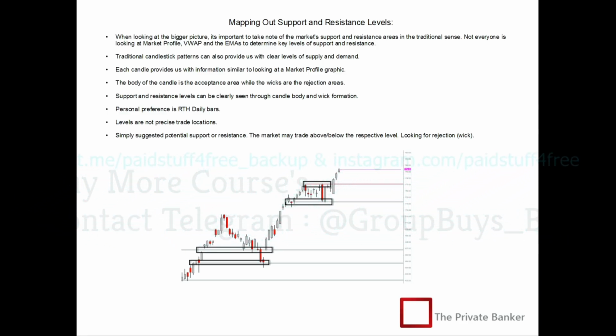Support and resistance levels can be clearly seen through candle body and wick formation. My personal preference is that I use the daily RTH session bars, and of course, as I said, these levels are not precise trade locations. They're simply suggested potential support or resistance. The market may trade above or below the resistance levels before looking for rejection or creating a wick. So let's take a look at what I have here.